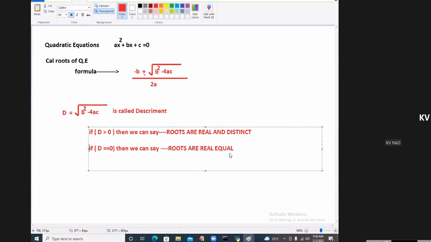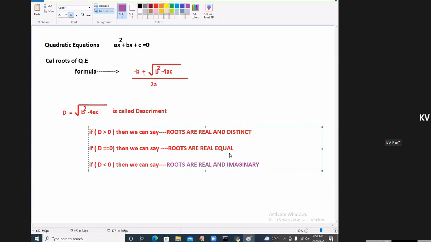If D is less than 0, we can say, a very, very important point, this is what I'm interested in today, D less than 0, then we can say the roots are imaginary. Real and imaginary.